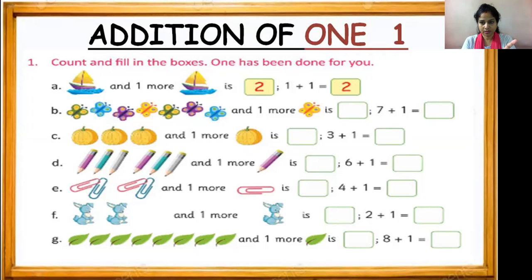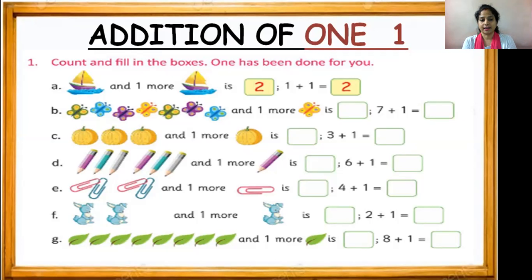We can count the picture and then we can write. And the second method is adding one means plus one. So we can write one boat plus one, we will get two. That is already done for you. So let's move to the B part. Beautiful butterflies. Wow. Now count the butterflies. 1, 2, 3, 4, 5, 6, and 7.